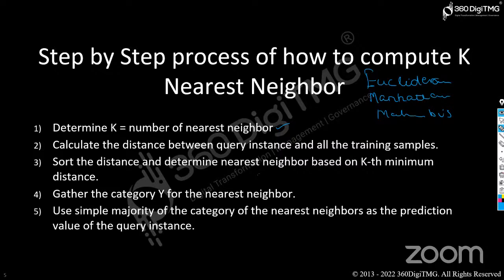Sort the distance and determine the nearest neighbor based on your kth minimum distance. Gather the category of your output for the nearest neighbor and use the simple majority of the category of your nearest neighbor as the prediction value of your query instance. This is the step-by-step process that we need to follow to compute our k nearest neighbor.